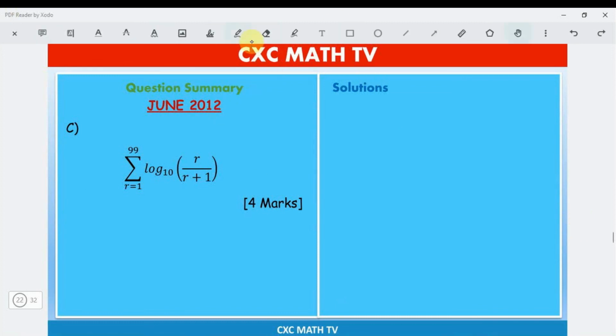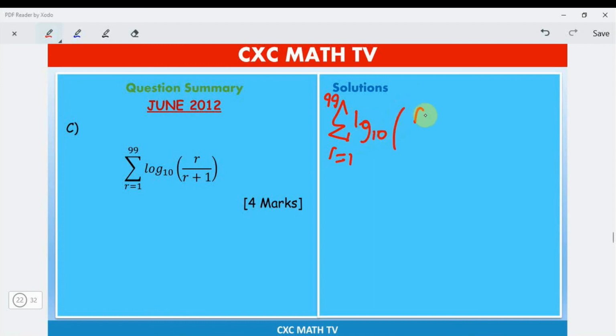Right, so now we're going to attempt this question. Notice this is not your typical logs question. We need to evaluate the sum from r equals 1 to 99 of log base 10 of r over r plus 1. The first thing we're going to do is input r as 1. That becomes 1 over 1 plus 1, which is 2, but then we need the log of it, so let's put our log in front.